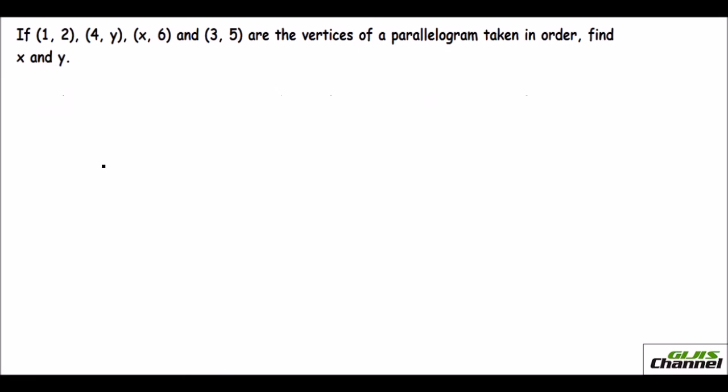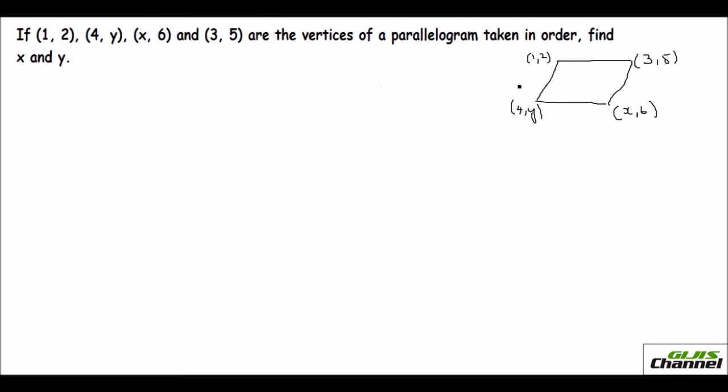So let us move on to the third problem, where the 4 vertices are given for a parallelogram. So you can just draw the parallelogram. I just draw that roughly. And the points are given like, this is 1, comma 2. And you have 4, comma y. Then this side it is x, comma 6. And here it is 3, comma 5. You need to find out what x and y are.